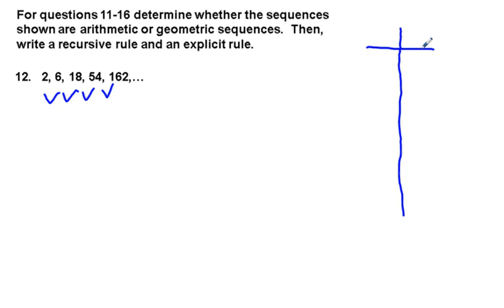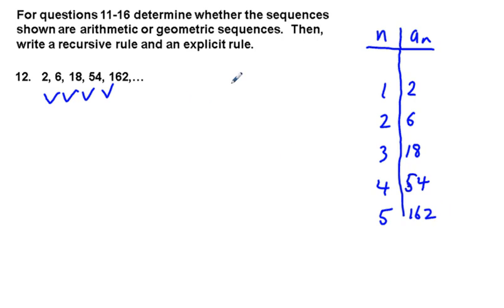We put in n, a sub n, and our first term, put 2, 3, 4, 5. The value of our first term is 2, then 6, 18, 54, and 162.